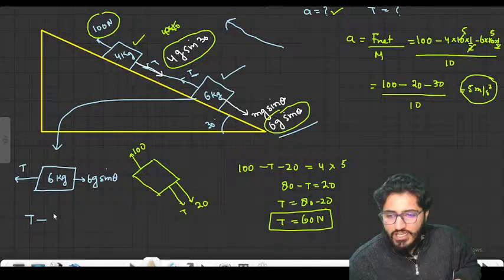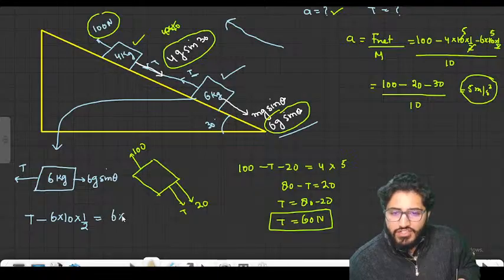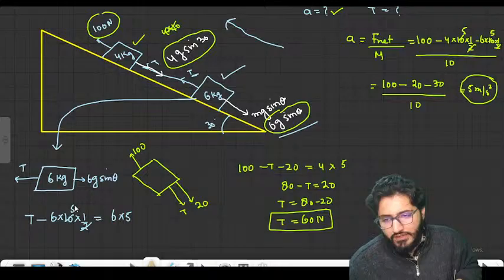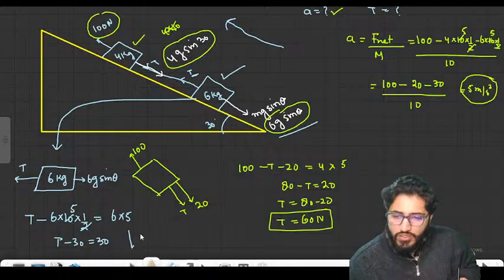6 g. It is 6, 10, sin 30 is 1 by 2 into mass. Mass is how much? 6. Acceleration is 5. 2 ones are 2, 2 5s are 10. Clear? T minus 30 equals to 30. So T came out to be 60 Newton.